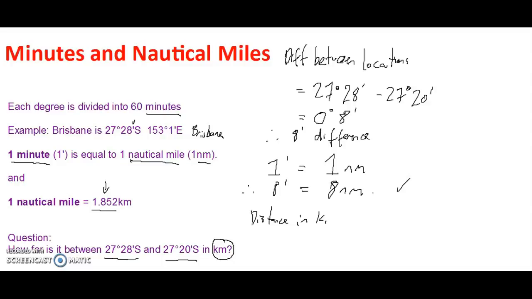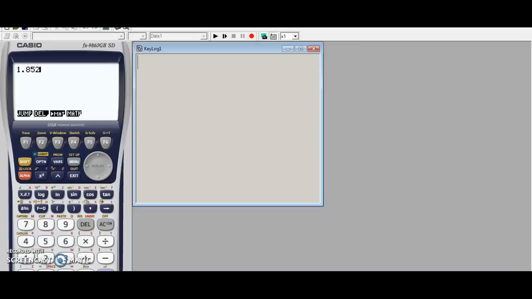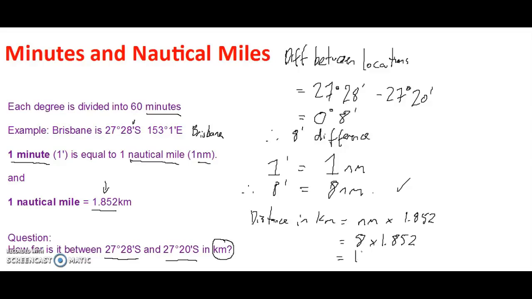Distance in kilometers. Now to do that, it's just nautical miles times by 1.852. So we have 8 nautical miles times by 1.852, which is, do that times 8, 14.816 kilometers. There we go. The distance between 27 degrees 28 minutes south and 27 degrees 20 minutes south is, in kilometers, 14.816 kilometers.